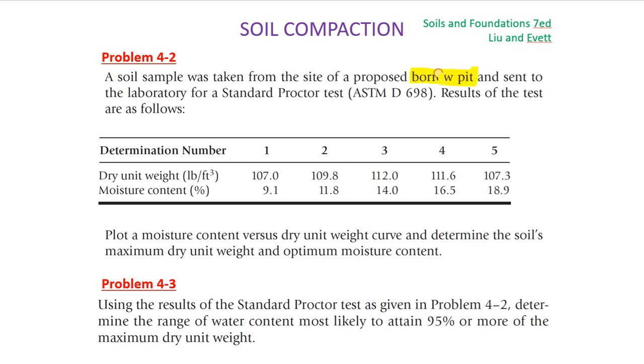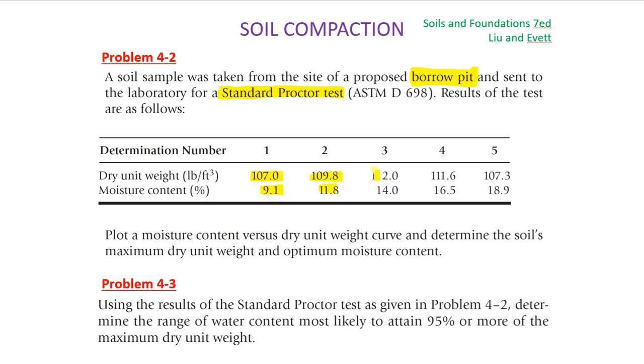Borrow area is the area from where we are going to take soil, and we are going to use this soil in the construction. Either it is going to be used in road construction, or it is going to be used in dam construction. Whatever the project, we take soil from the area, we bring it to our lab, and then we perform the standard Proctor test. So this test was performed 5 times, and every time we got the dry unit weight and the water content.